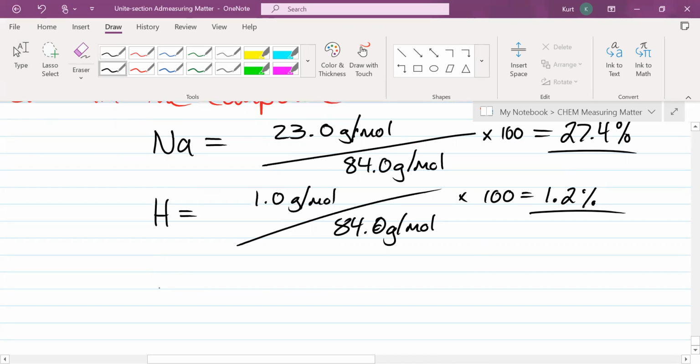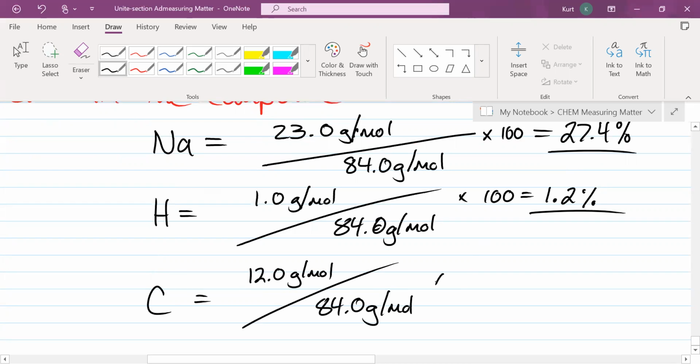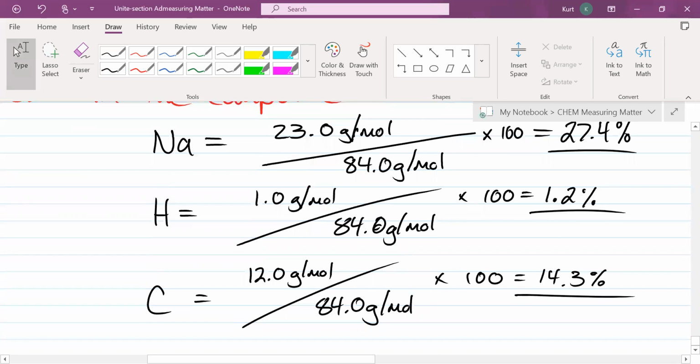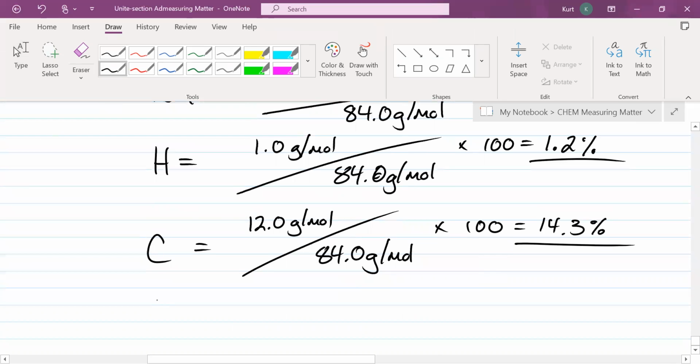Derek, I'd like you to hit the next one here. What was the molar mass of carbon? 12 what, Derek? 12 grams per mole divided by the whole 84. What is 12 divided by 84 times 100? 14.3%. And the last one, Emma, what was the molar mass of the 3 oxygens? 48.0. Good. Divided by 84 times 100. Tell us what it is.